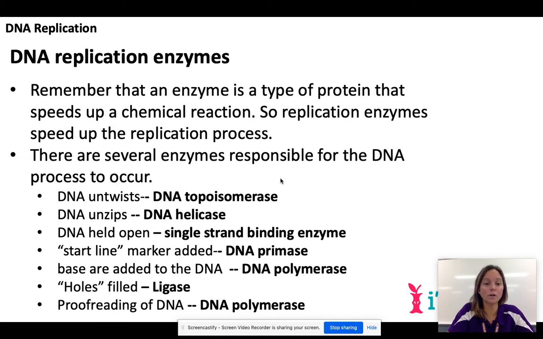And so if we look, there are the DNA topoisomerase, DNA helicase, the single-strand binding protein, DNA primase, DNA polymerase, ligase, and then again, DNA polymerase. So we're going to go ahead and go through the roles of these enzymes.